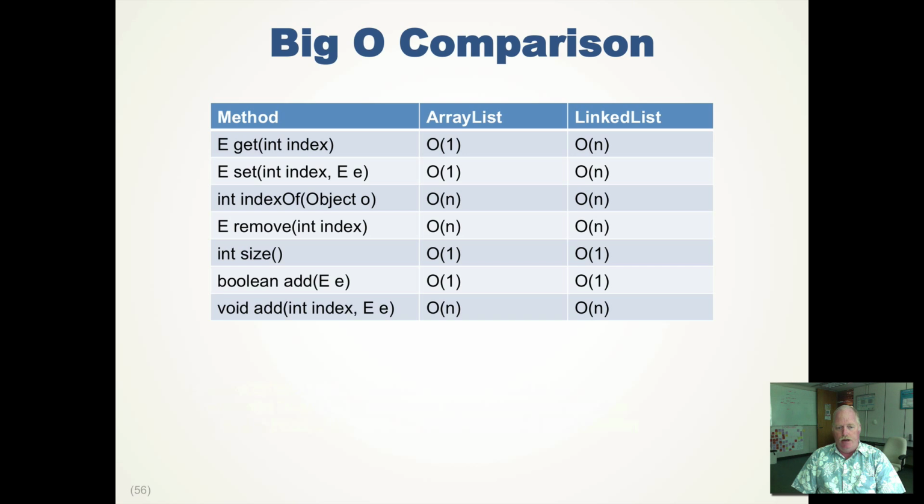Size: we just remember the value. Add at the end: if we have the tail pointer, they're both big O of 1. Add in the middle: for the array list, we have to shift all the items one more index. And for the linked list, we have to traverse. So the comparison is basically that the get and set methods are quicker for the array list and the rest are the same.